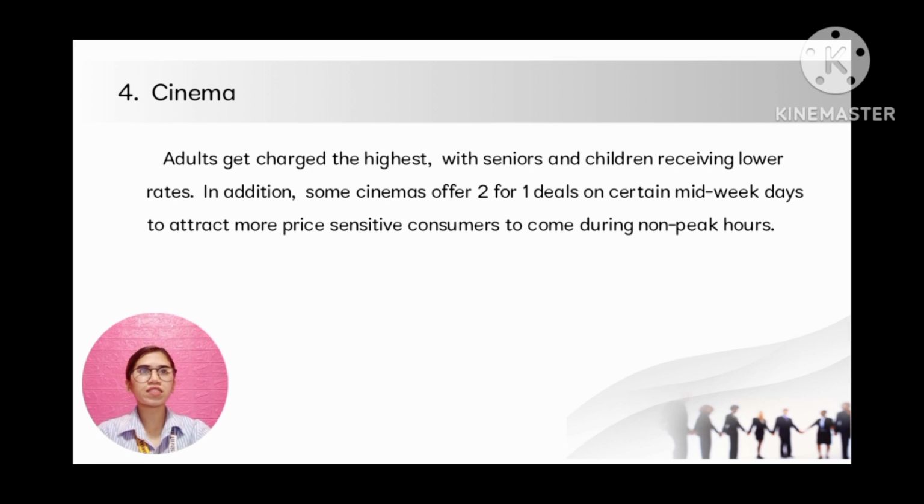Fourth is cinema. The cinema is another classic example of price discrimination that has been around for years. Adults get charged the highest, with seniors and children receiving lower rates. In addition, some cinemas offer two-for-one deals on certain midweek days to attract more price-sensitive consumers to come during non-peak hours.